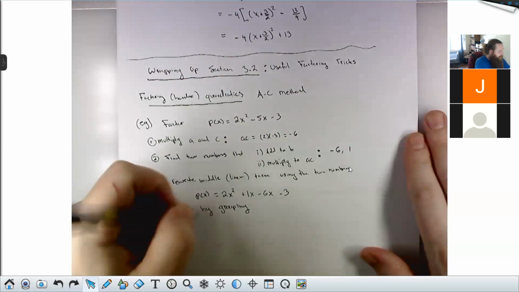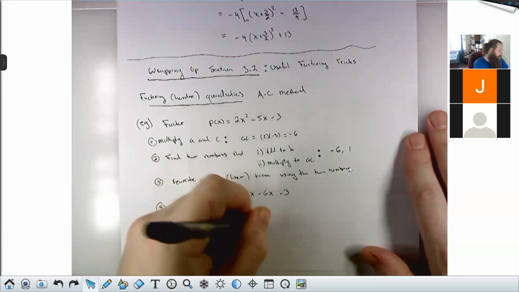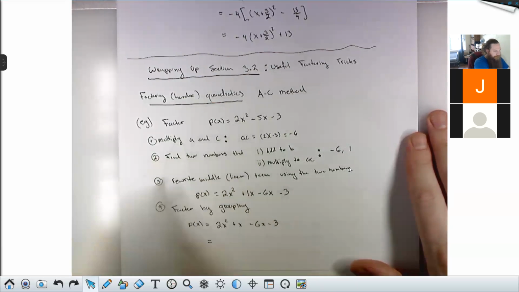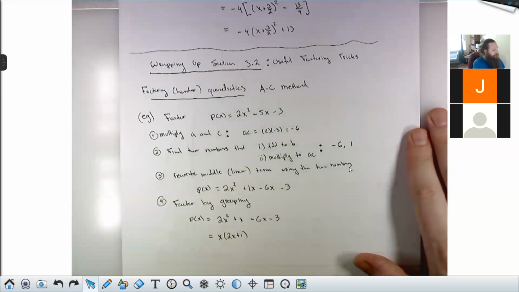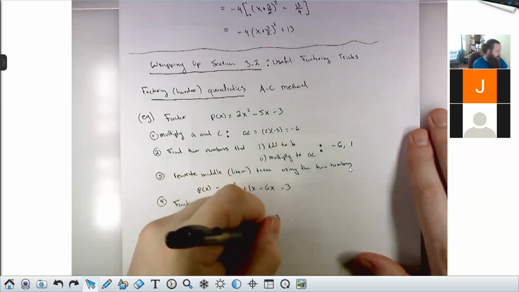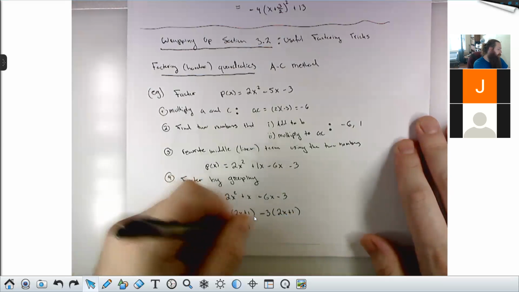Let me show you what I mean. So here, my polynomial p of x is 2x squared plus x, I'm not writing the one, minus 6x minus 3. From the first two, I see that the largest common factor is just x, and what's left over then is 2x plus 1. From the second group, the largest common factor is negative 3. So I pull out a negative 3, and what's left over is also 2x plus 1, which means 2x plus 1 is a common factor between these two terms now. So I've split this four-term expression into a two-term expression. There's this, which is one term, and this, which is one term. Between these two terms, there is a common factor of 2x plus 1. So I'll pull the 2x plus 1 on the right, and I'll be left with x minus 3.